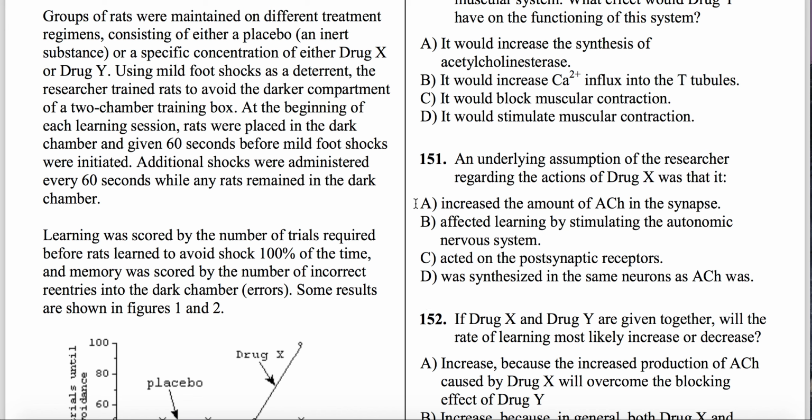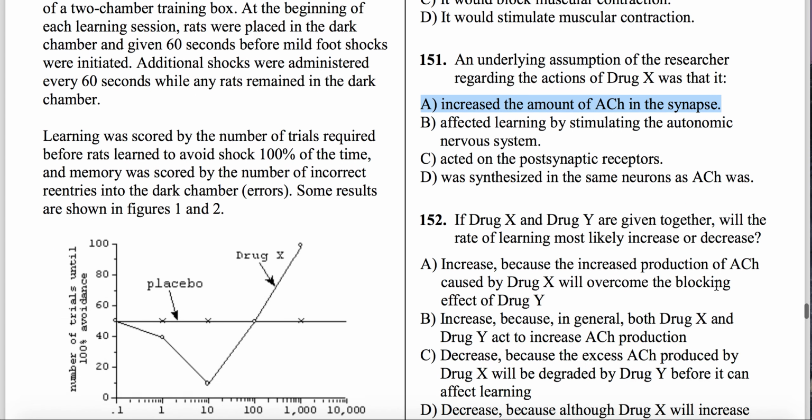So we're gonna go with A, right? So it blocks acetylcholine. I mean, that's something that we talked about when we were reading the passage. It is an acetylcholine esterase inhibitor, which means that it's blocking the breakdown of acetylcholine. So we should have more acetylcholine. So that's A.